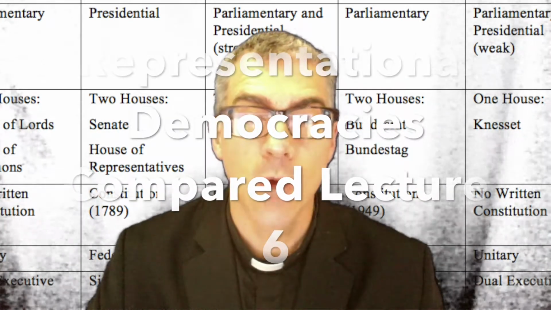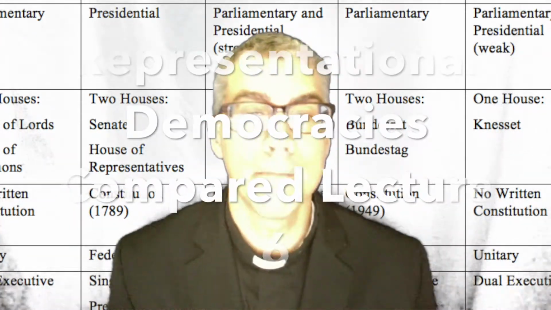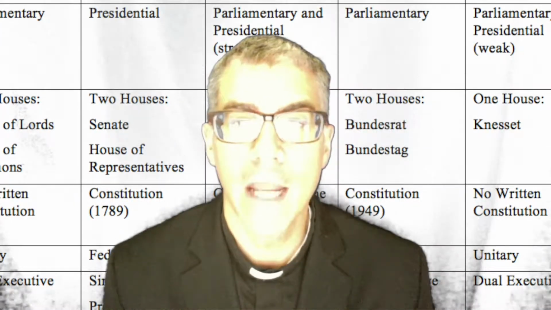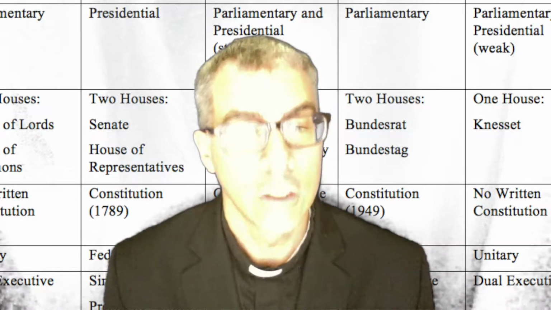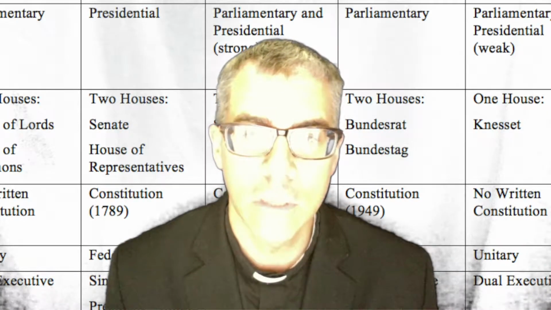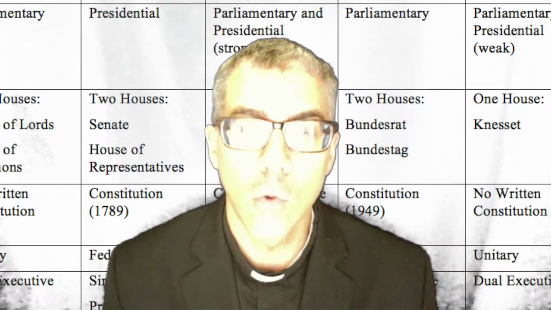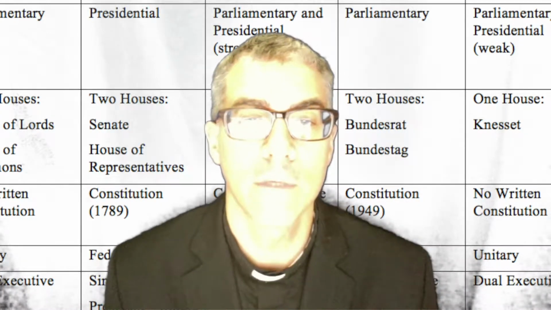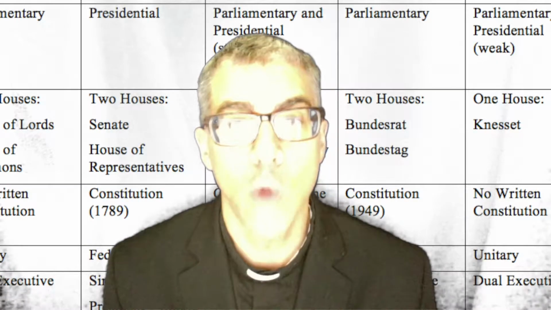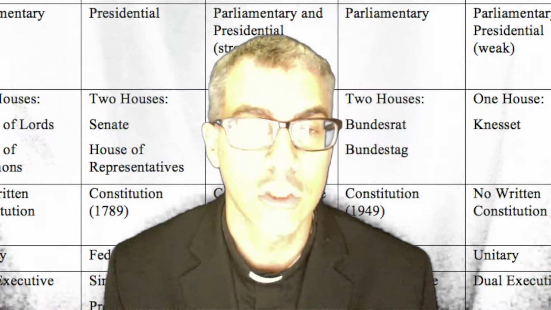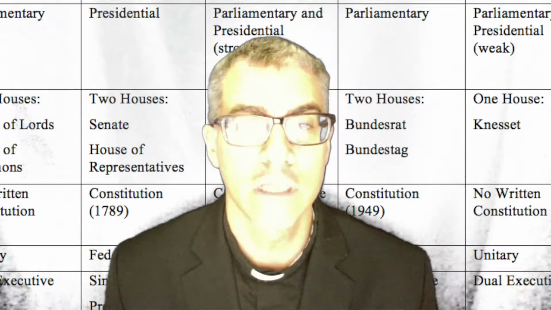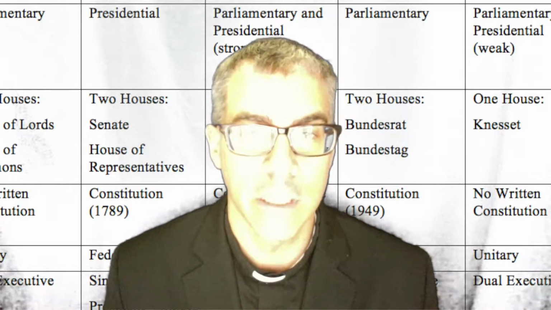Lecture 6, Representational Democracies Compared. In the previous lectures, we discussed a variety of forms of government, including direct democracy, representational democracy, monarchical, or rule by one. In this lecture, we will compare different types of representational democracy, which in a rough way can be broken into presidential systems, epitomized by the US, and the more common parliamentary system, exemplified by Britain.